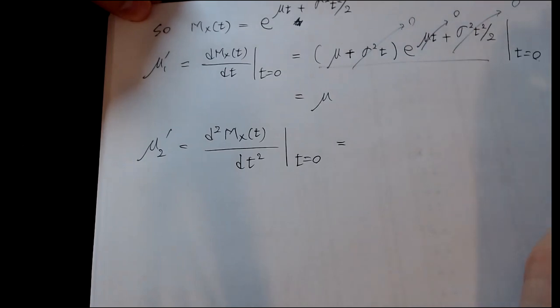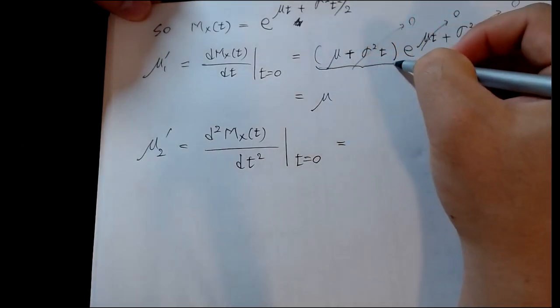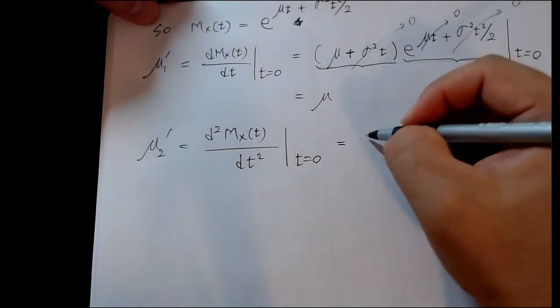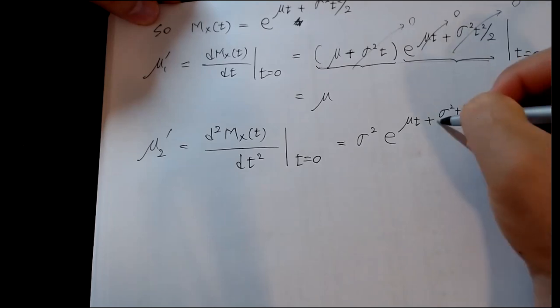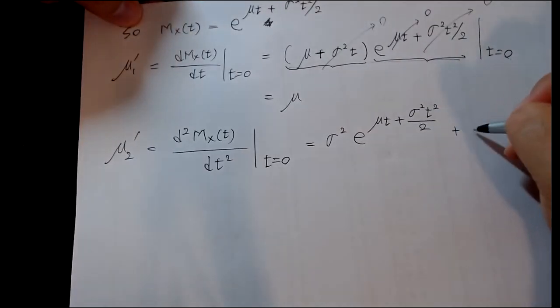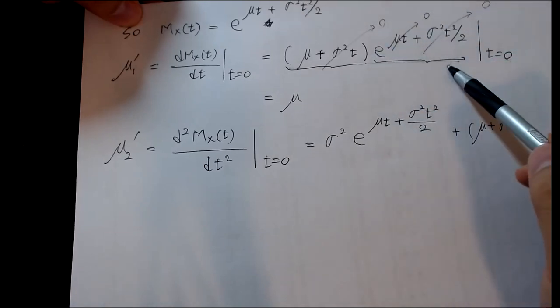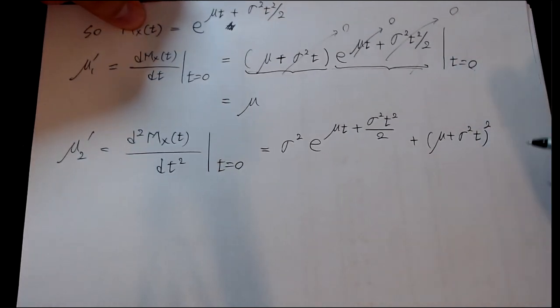Now we consider this one. We say that this is a function, and this is another function. So we apply the product rule. Then we get sigma square e to the mu t plus sigma square t square over 2, right? And then plus mu plus sigma square t times the derivative of this one, which is mu plus sigma square t. So we get (mu plus sigma square t) square and then e to the mu t plus sigma square t square over 2, and then t equals 0.